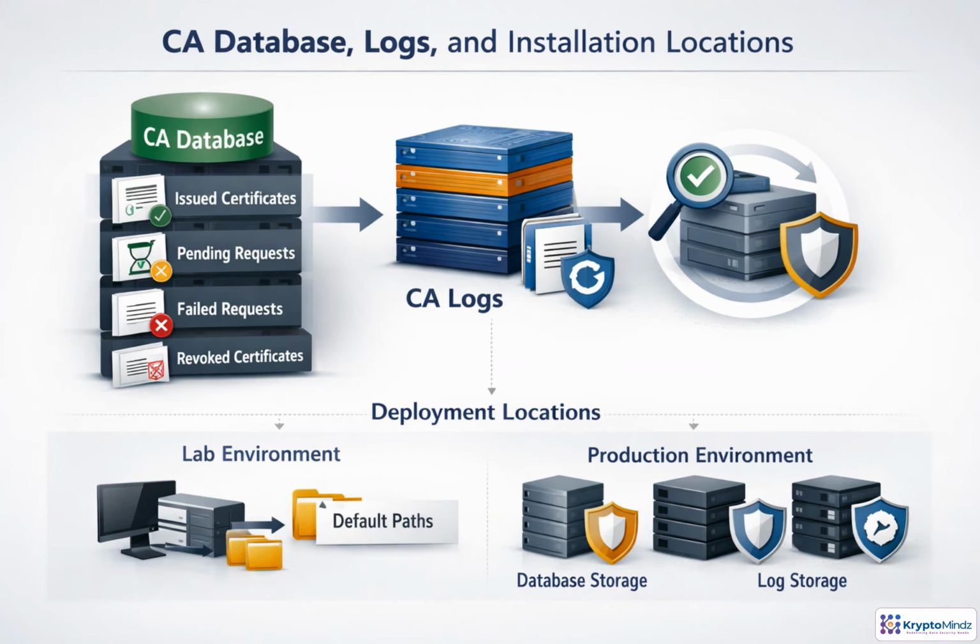A certification authority is more than a service. It's also a set of critical data files. The CA database tracks every request, each issued certificate, and all revocations. The logs record every transaction, so you can reconstruct activity and recover cleanly after a failure. In a lab, default locations are usually acceptable. In production, you carefully plan database and log locations, separate them where possible, and integrate them with backup, monitoring, and security controls.